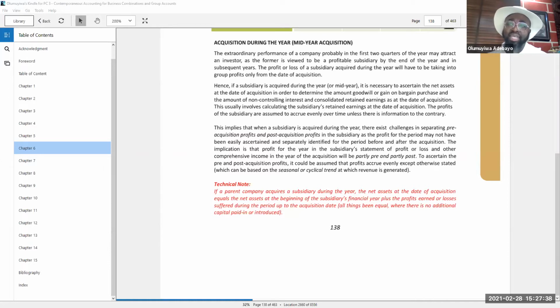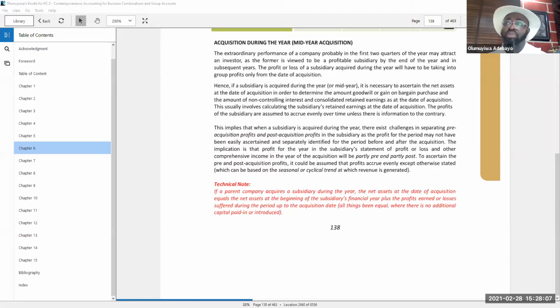But at the beginning of the year, the reserve stood at 38 million. Therefore, we can simply assume that if the reserve at the beginning of the year was 38 million, and the reserve at the end of the year stood at 50 million, it means the profits that were made, assuming there was no distribution in form of dividend during the year, will have been the difference between the 38 million and the 50 million, which is 12 million naira.